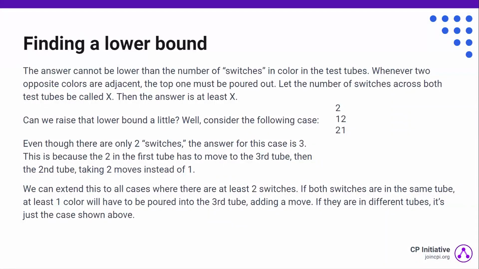So yeah, but generally in this case, we can just extend this to all cases where there are at least 2 switches. Because if both color switches are in the same tube, at least one color is gonna have to be part of the third tube, which would add a move. And if the 2 switches are in different tubes, like 1 switch in each tube, then it's just the case shown above. And obviously this applies if there are more than 2 switches as well.